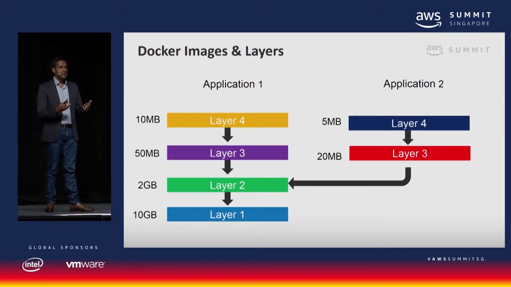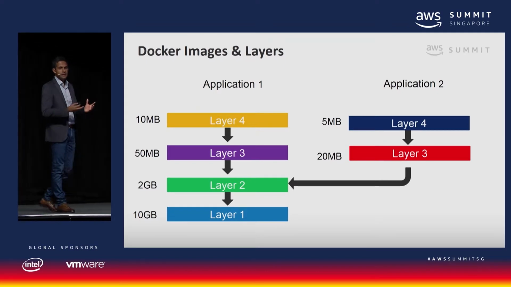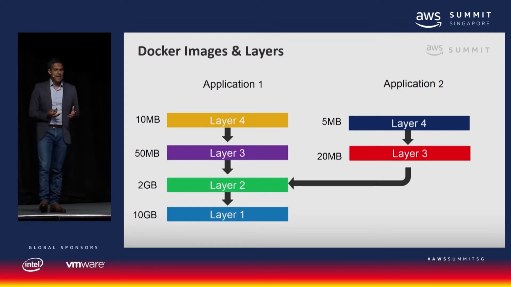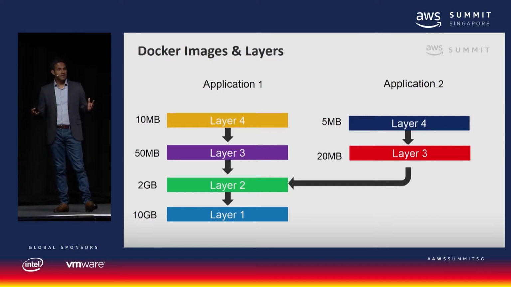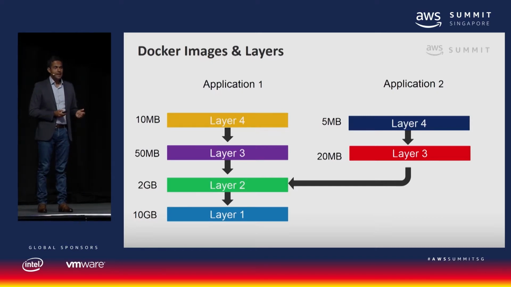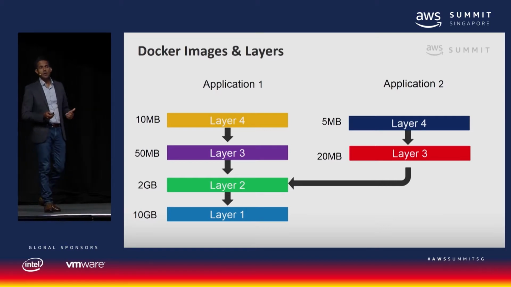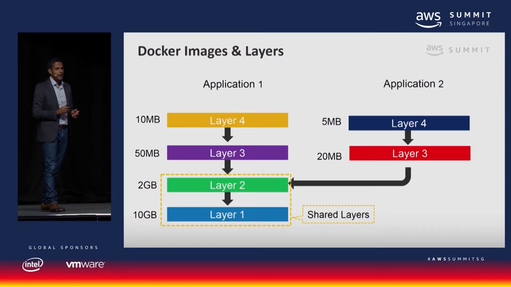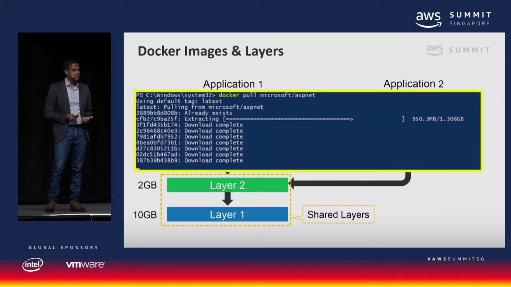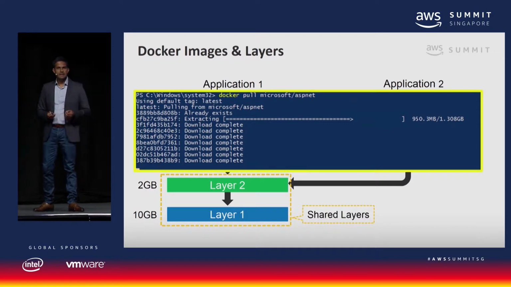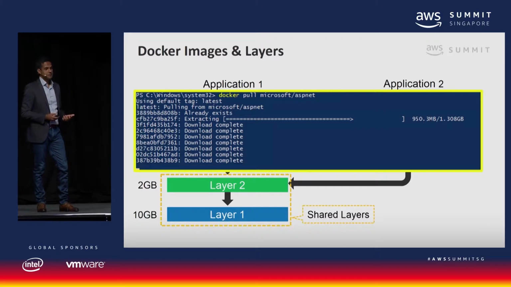The beauty here is that there's a sharing of layers in Docker containers, which means that the storage footprint is less, the patching is also going to be less, and downloading and uploading these images is going to be less, because you are only going to get the delta changes. So this is the concept of shared layers in Docker. For example, it can download only the delta changes after a security patch.